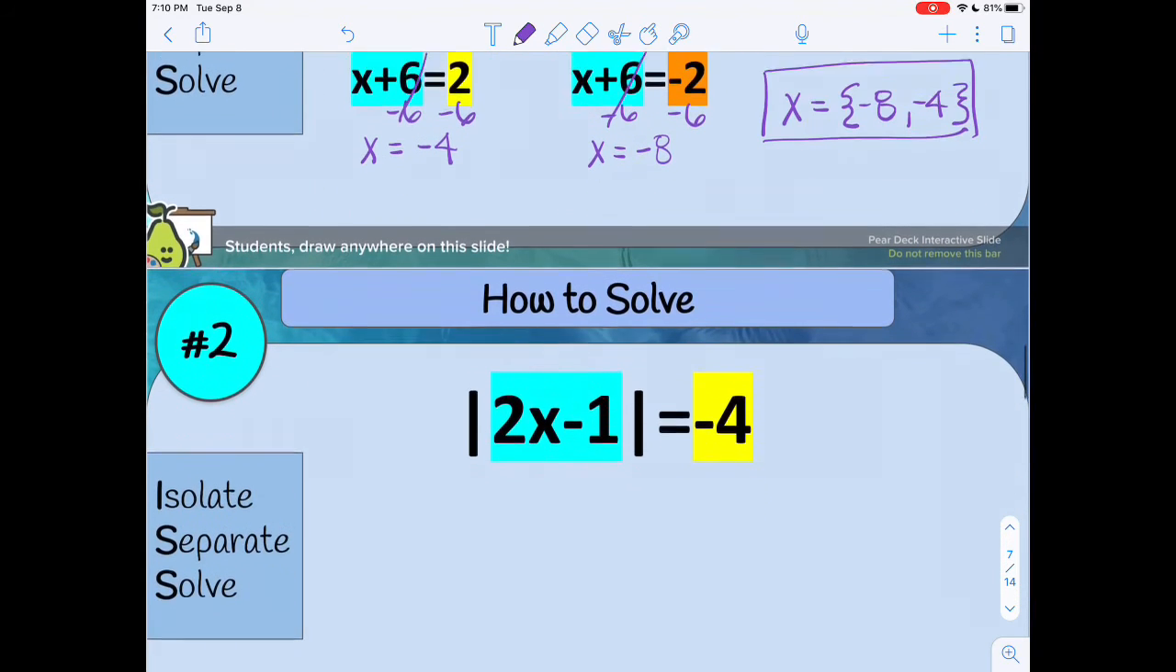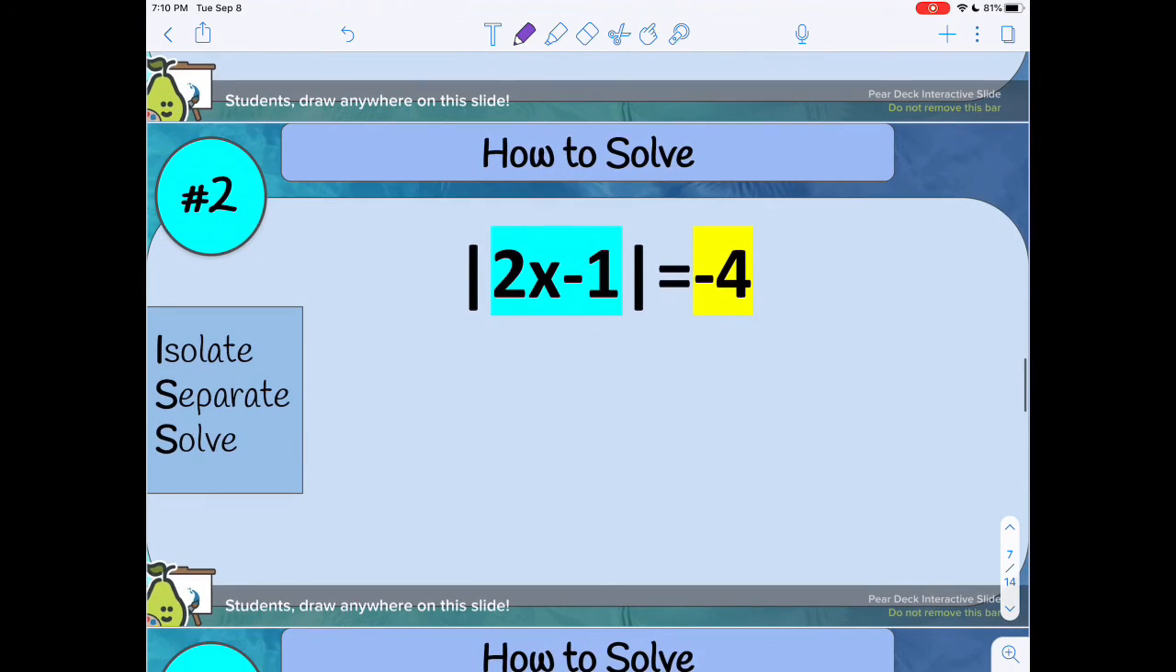Let's take a look at another example. So in this example, we are again looking to see if we are isolated, and we are. We don't have anything else on the left-hand side. So the next thing to do, so we have isolated, is check our number on the right and make sure it's a positive number. But it's not.